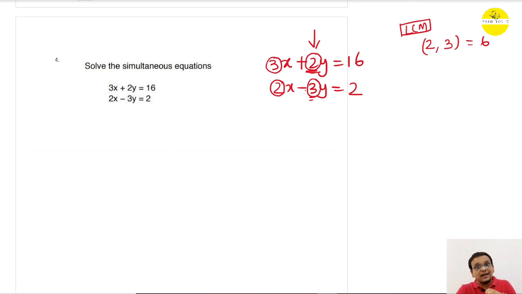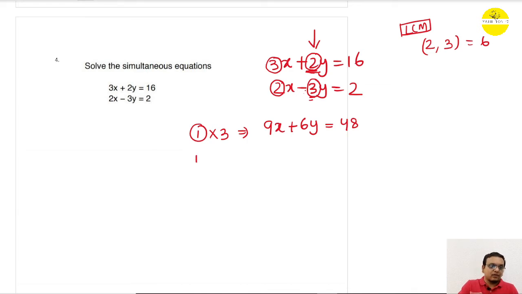Now tell me, in this 2, what number should I multiply that becomes 6? 3. And I know that I cannot multiply 3 to this single term. I have to multiply with the whole equation. So can I write like this? Equation 1 times 3. Got it? So 3 times 3 becomes 9x. 3 times 2 becomes 6y. And 16 3s are 48.